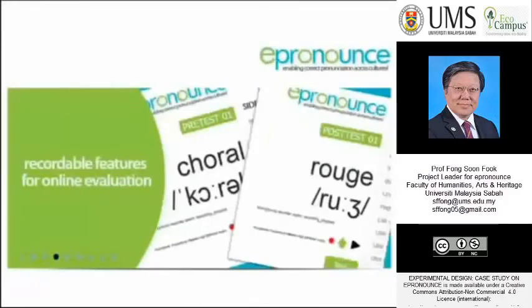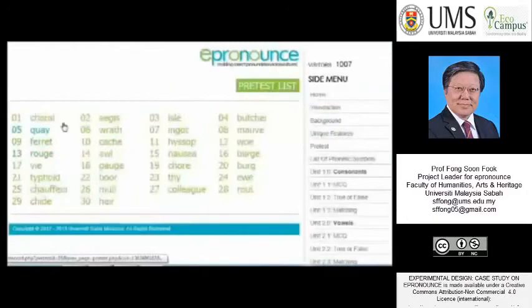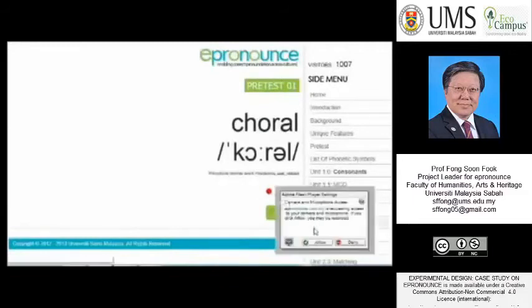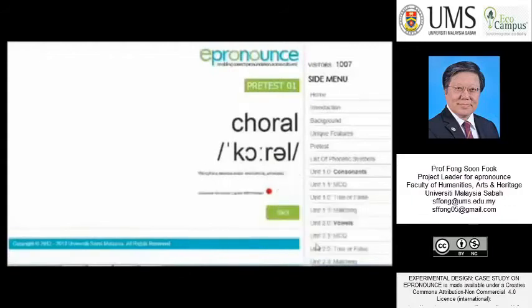Recordable features for online evaluation. In the pre-test list, I will select Choral. Now I'd like to record my pronunciation by clicking on the recording button. I need to click allow the Adobe Flash setting. Now I will click on the red button again.